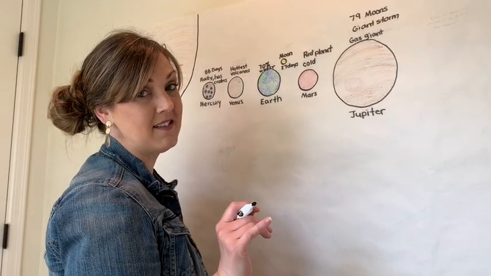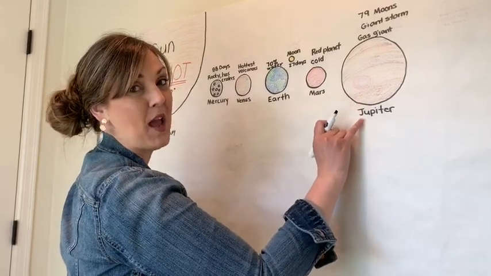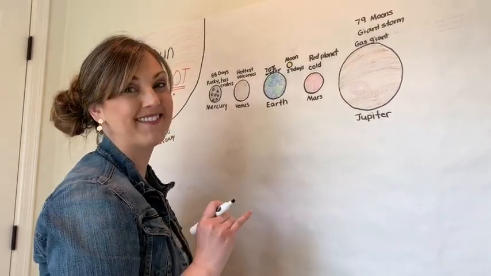Turn to a friend or somebody at your house and tell them something interesting you've heard about Jupiter or Mars.